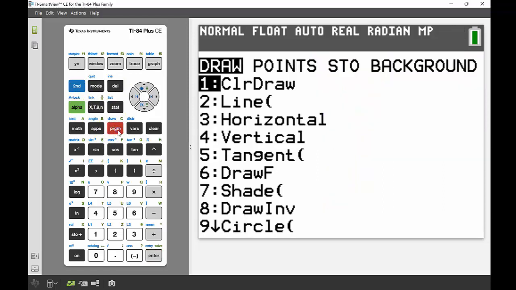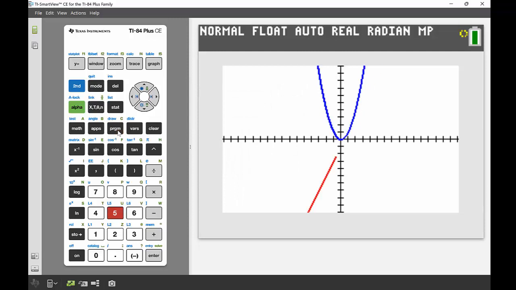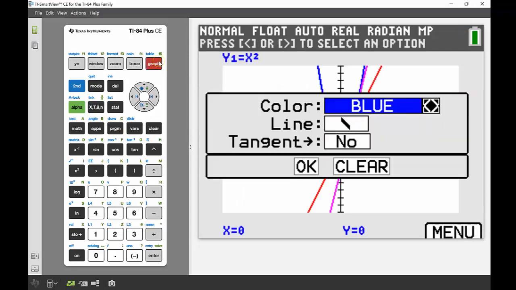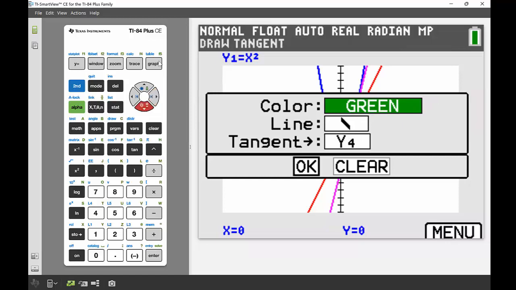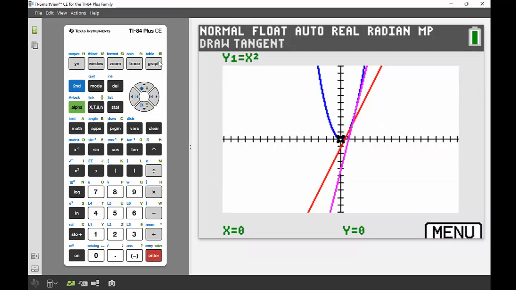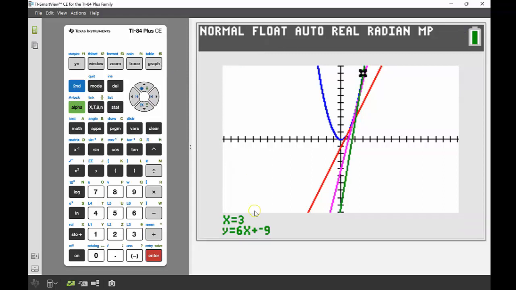So exactly the same. Again, number 5. Back into my menu, change the color. I'm going to store that into my Y4. Press OK, and then I'm finding the tangent at x equals 3. So there it is there.